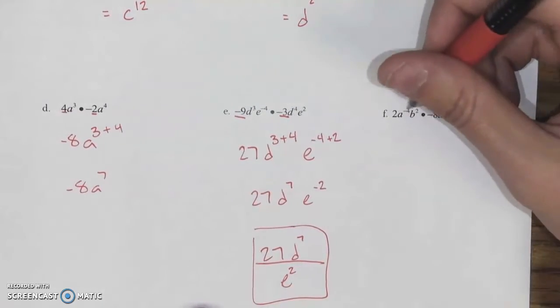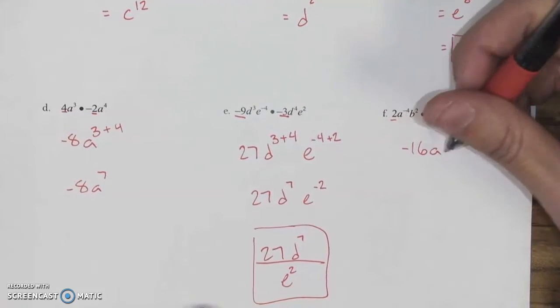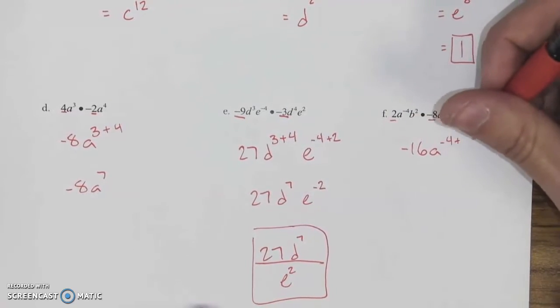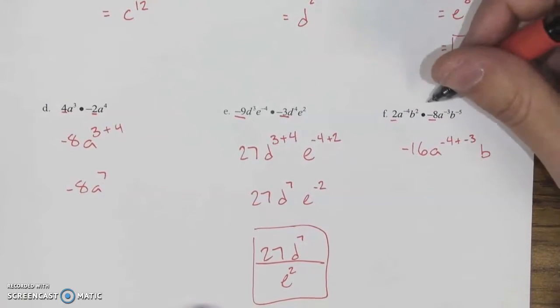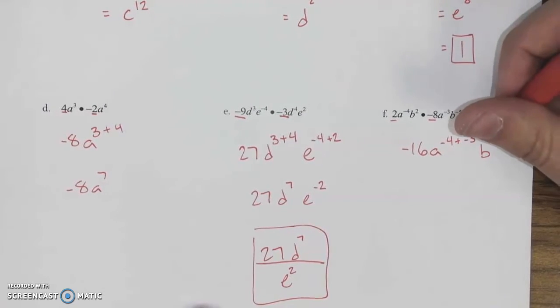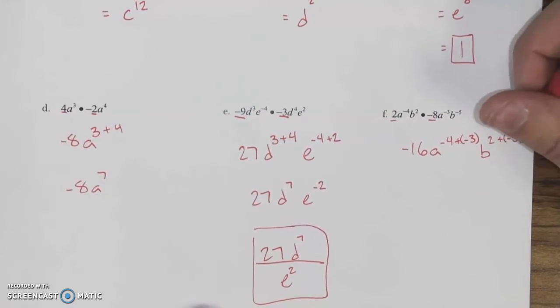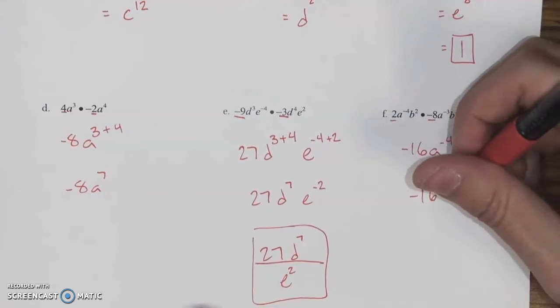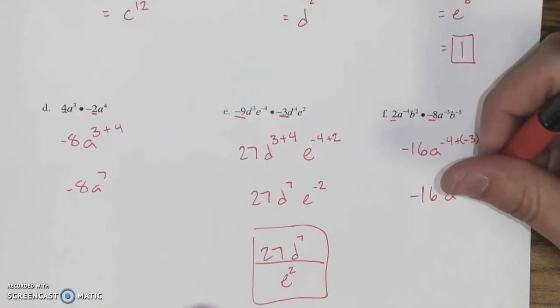Last, we have 2 times negative 8 gives us negative 16. And then our a, we have negative 4 and negative 3. So plus a negative 3. And then our b term, b to the 2 plus negative 5. Okay. We have negative 16. Negative 4 plus negative 3 is negative 7. And 2 plus negative 5 gives us a negative 3.